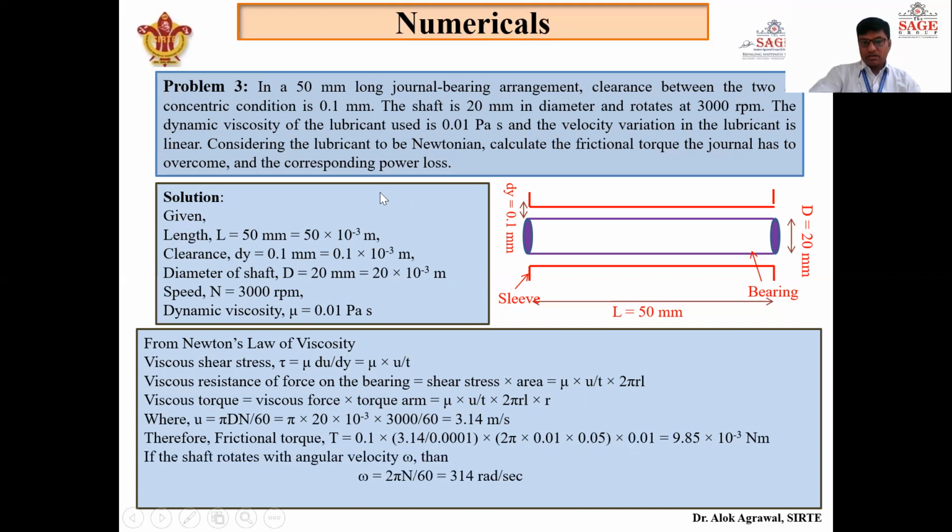Now we have to calculate the power loss. Power loss is calculated by P is equal to torque into omega. To calculate the power loss, first we have to calculate the angular velocity of this shaft. Angular velocity is given by 2 pi N by 60. N is given, we substitute the value here and we get omega as 314 radian per second. Now the power utilized to overcome the frictional resistance is given by P is equal to T into omega. We have calculated the torque and the angular velocity, and substituting here we get power loss as 3.09 watt.